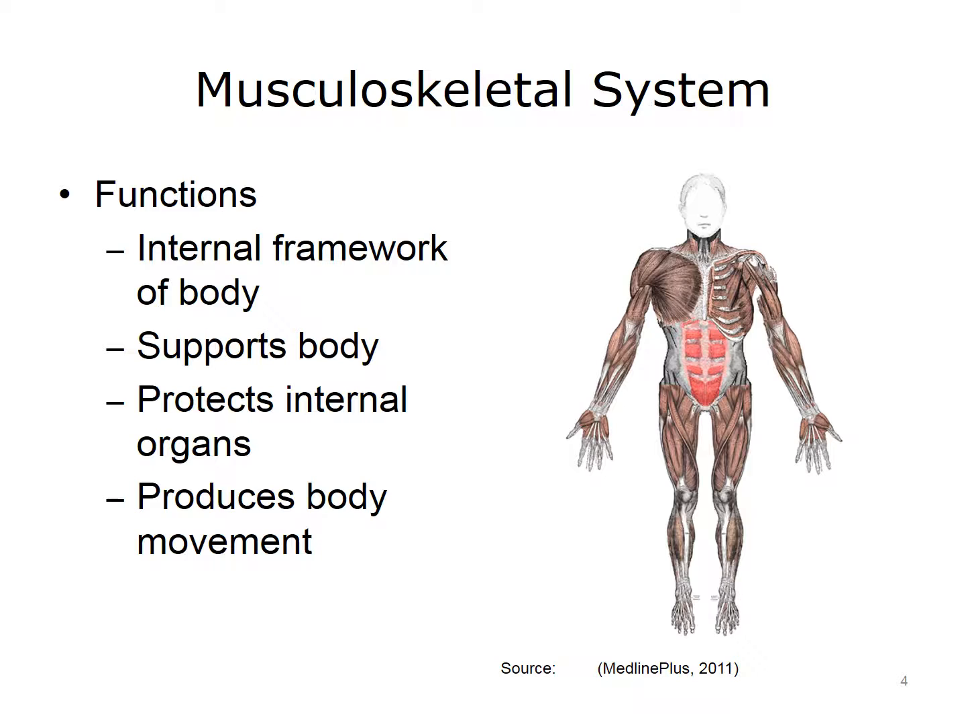The musculoskeletal system has four main functions. It provides the internal framework for the body. It helps support the body. It protects the internal organs. Moreover, the musculoskeletal system enables body movement.